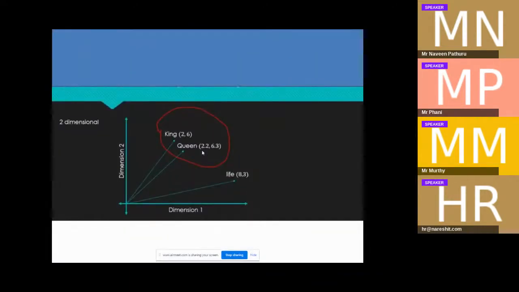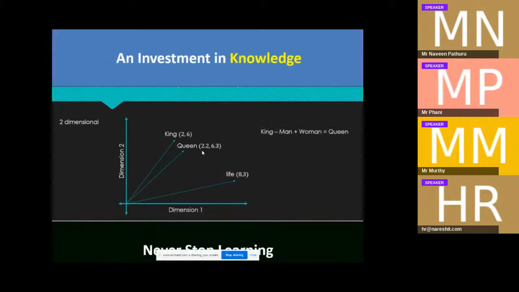Take a look at this one. King, Queen and Life. Imagine if someone were to ask you, what is special about King, Queen and Life? Well, King and Queen together make life. They live together, they make life, is what we can say. That is what is called knowledge.